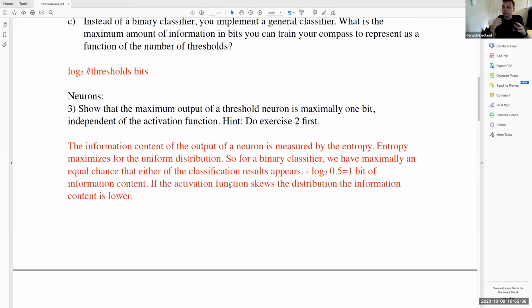Now, whatever distribution you have, you can skew that distribution and get fewer bits out. But you can never get more bits out, right? Because you can never get over a 50 percent chance.